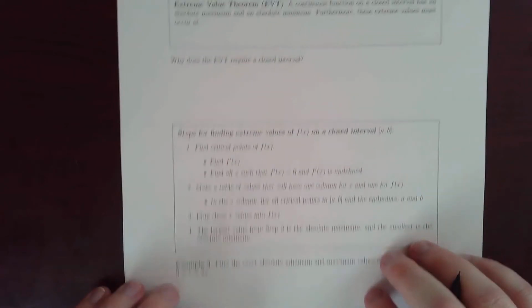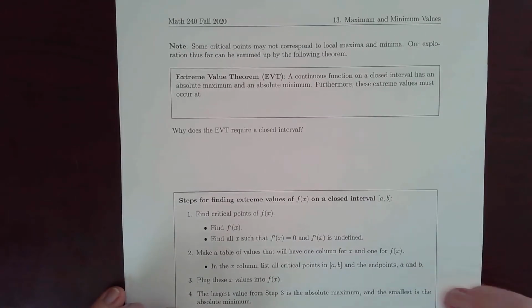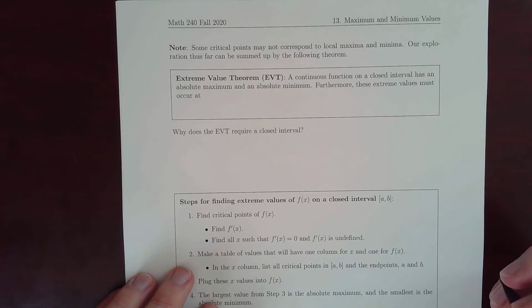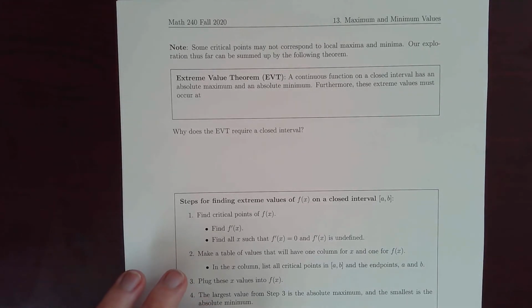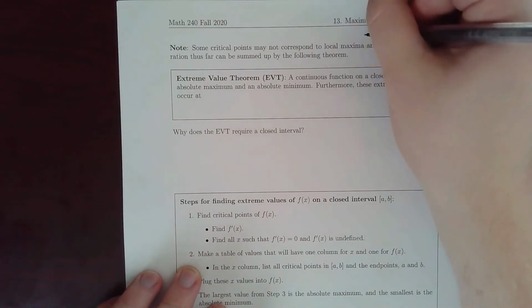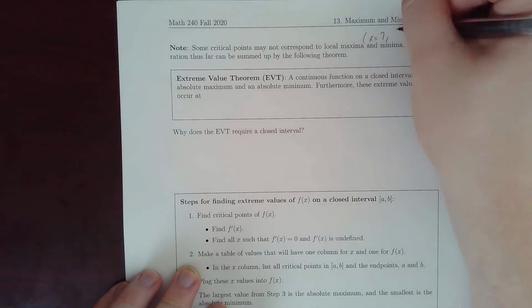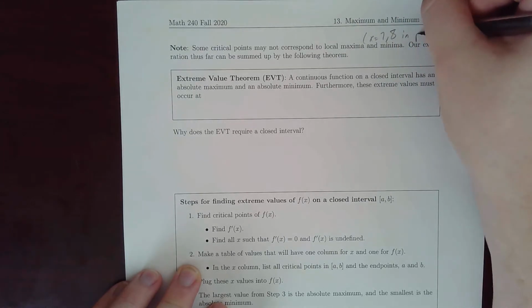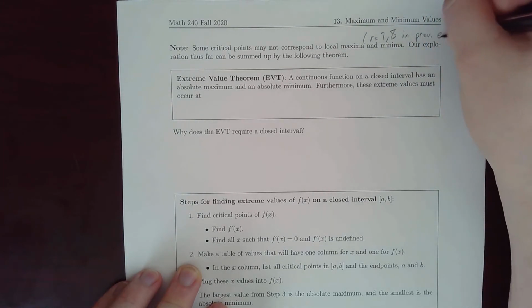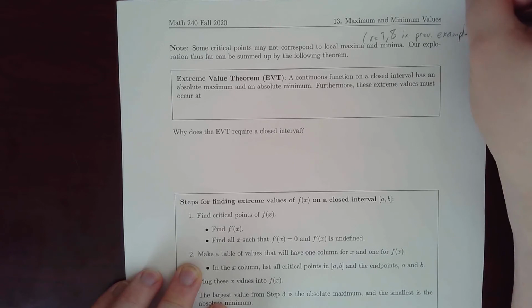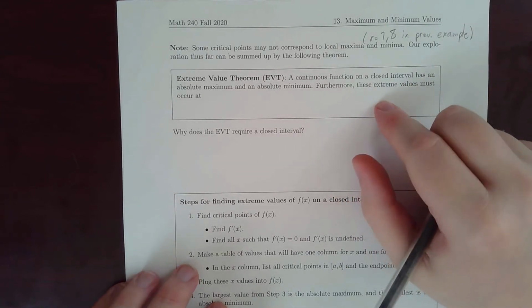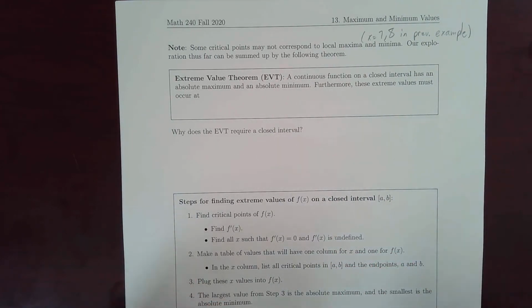So note that just because you have a critical point does not mean you will get a local min or max. So in the previous example, x equals 7 and 8. And this theorem here will sum up what we have so far.